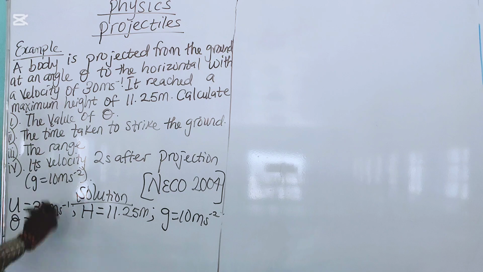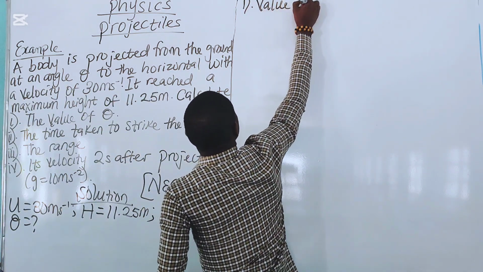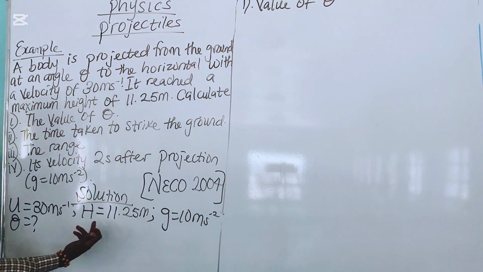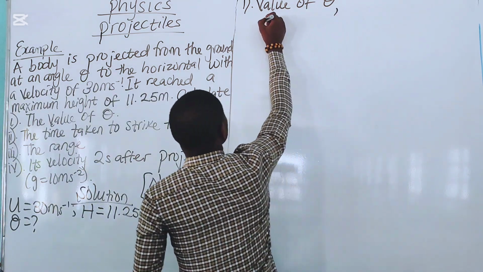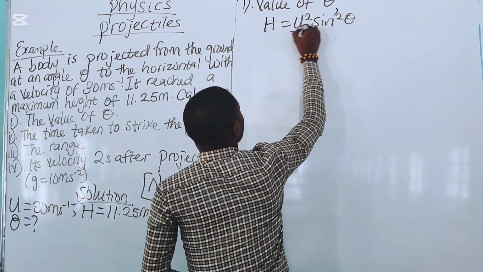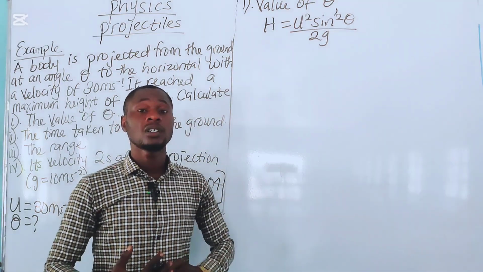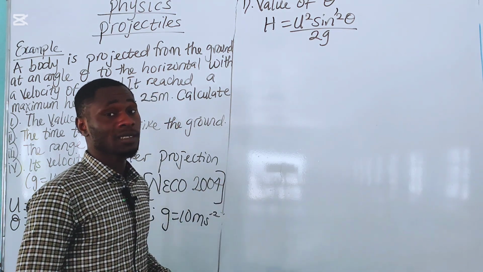So the first thing we have to do is find the value of theta. How do we obtain the value of theta? We obtain it from the equation for the what? The maximum height of a projectile. And we know that the maximum height of a projectile, h, is equal to u squared sine squared theta over 2g. Please, if you don't know how we obtain this equation, go back to our first video and see how we derive the equation for the maximum height of a projectile.